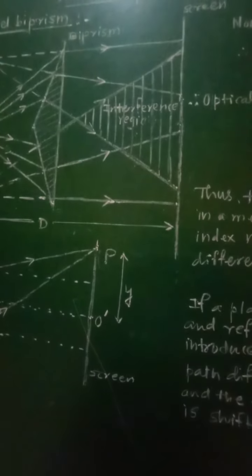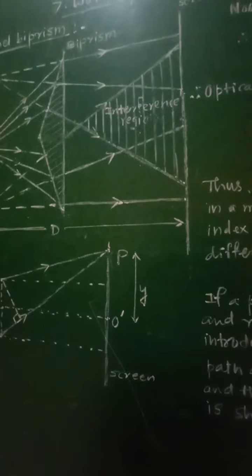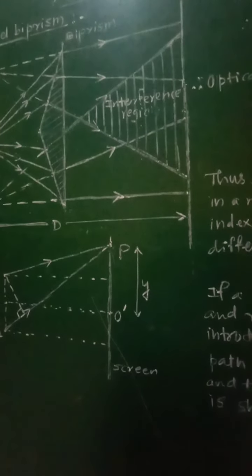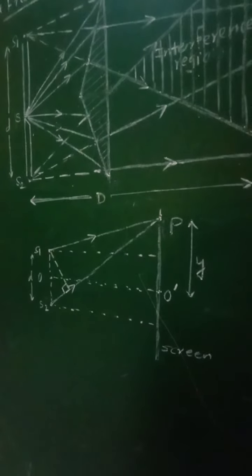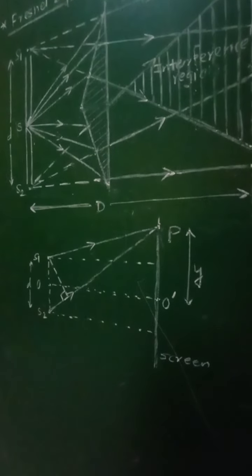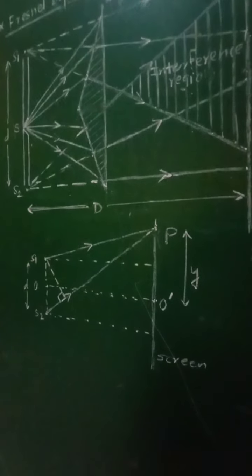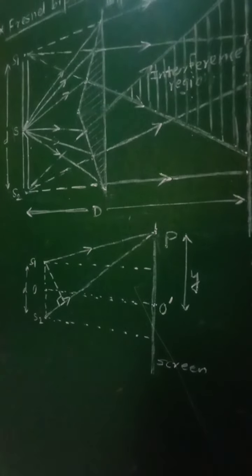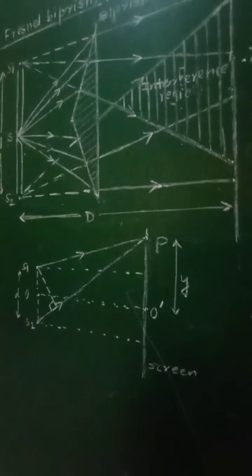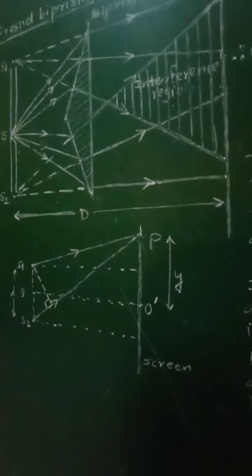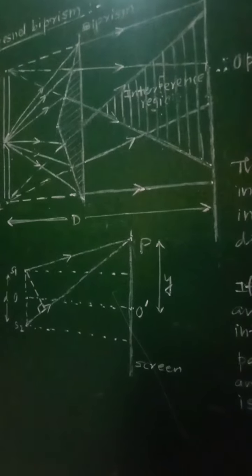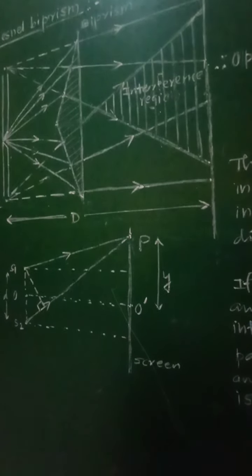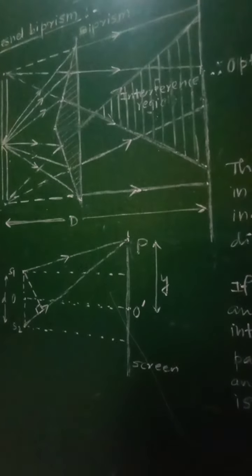The path length will be equal at any other point other than O dash. That is, that point O dash will get shifted due to that optical path. And then the bright fringe will occur at a point other than O dash. The whole interference pattern will be shifted in one direction with symmetric bright and dark fringes.